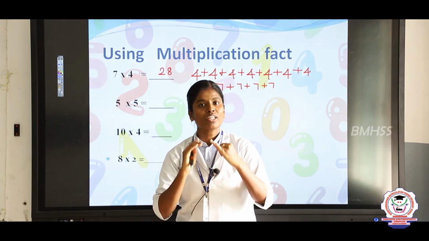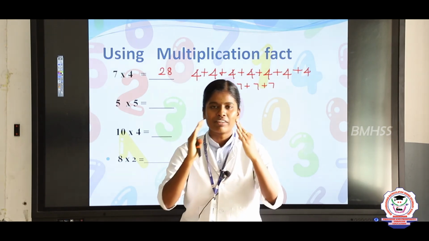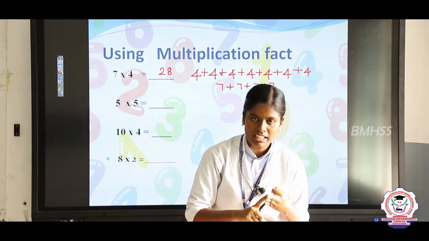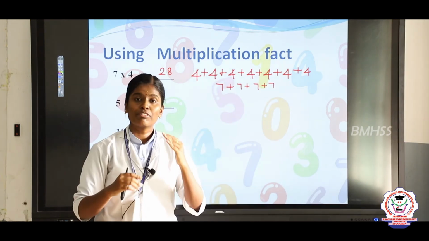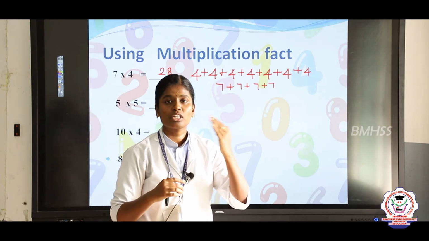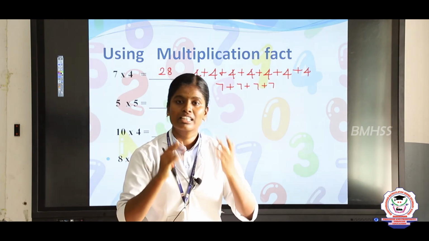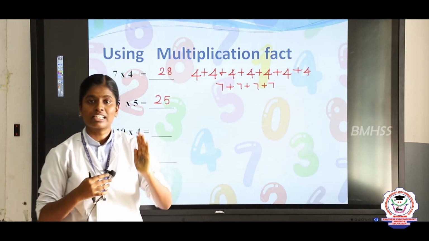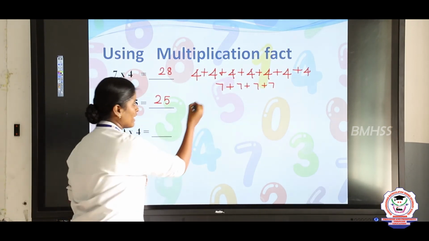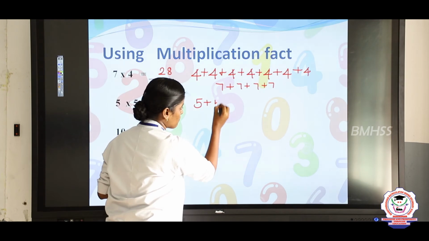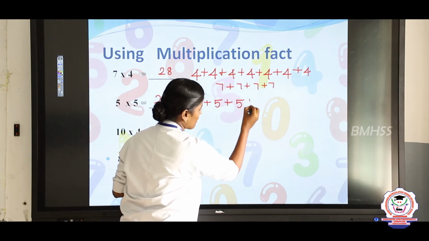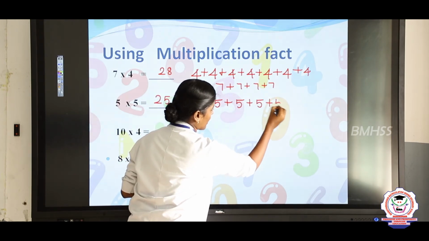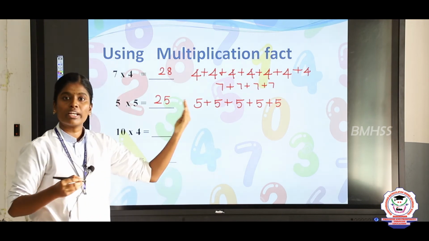Tell me Manimaran, what is 5 2s are? Yeah, very good my dear. 5 2s are 10. 5 3s are 15, 5 4s are 20 and 5 5s are 25, 5 6s are 30. So here the question is 5 5s are 25, that is 5 times of 5. Take 5 plus 5 plus 5 plus 5 plus 5. Okay, so you are getting the answer is 25.